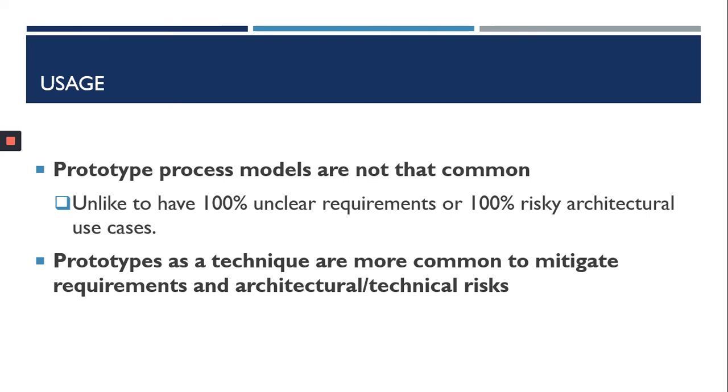Okay? It's more common to have projects with a certain degree. Certain degree lang ng uncertainty sa requirements and certain degree of architectural risk. So, in which case, si prototypes, mas na-utilize siya as a tool or ginagamit as a technique, okay, within other process models such as yung kanina na nabanggit ko, such as spiral and RUP. Alright, so mas ginagamit si prototype as technique or as a tool rather than as a process model. Okay, so in the next video lesson, we'll talk about spiral model naman. Ano yung spiral model?